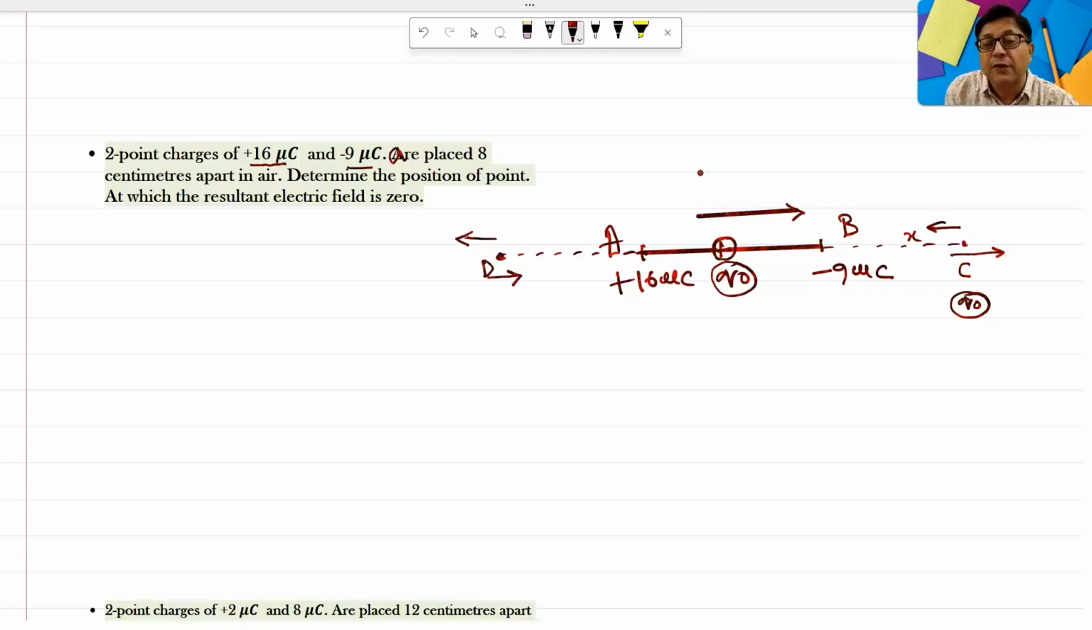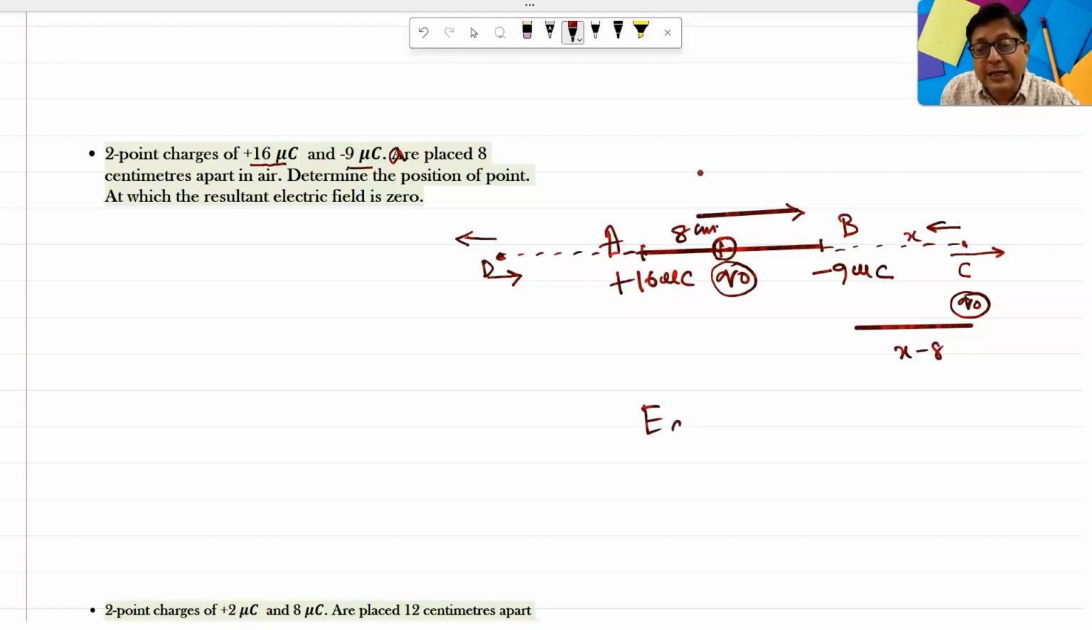X from 16. So from 9, how much distance? Or you take this total distance, you have taken x. So this is going to be equal to what? This distance. The distance between these two is taken 8 centimeters. So if you have taken this total distance x, this part is going to be x minus 8.